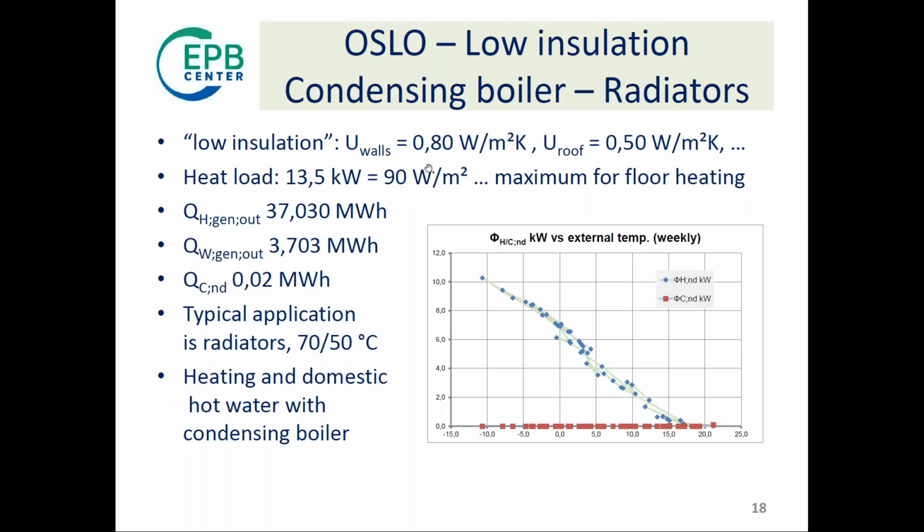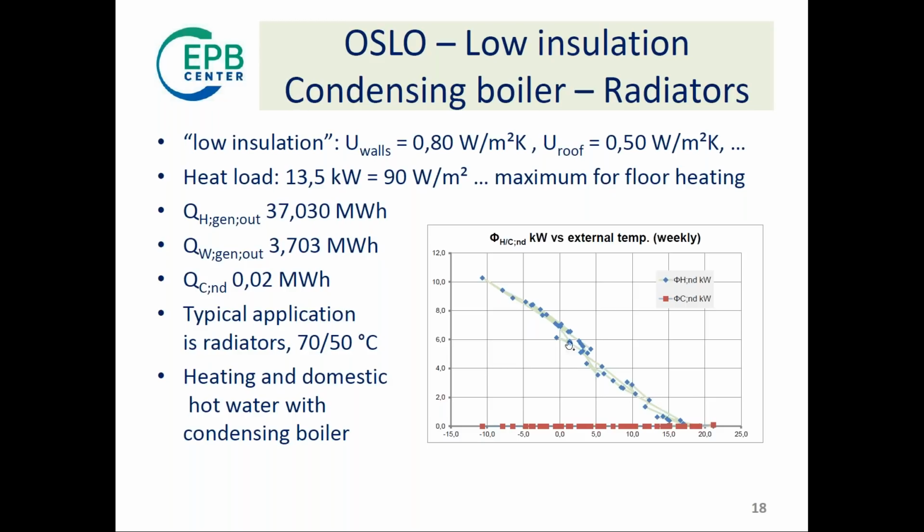Low insulation, actually 0.8 and 0.5 as a U value, in some countries should sound already rather good, but of course in this climate it is not that much. So here you have information about the heat load of this building, 13.5 kilowatts. We are at the limit of the floor heating. These are the amounts of the heating needs. Of course, the cooling is nearly nothing, and it is a typical application with radiators.